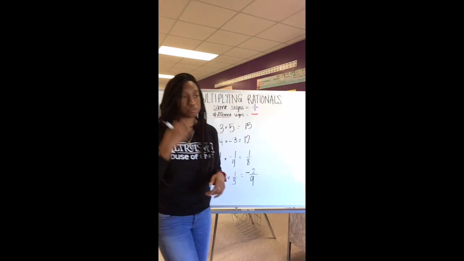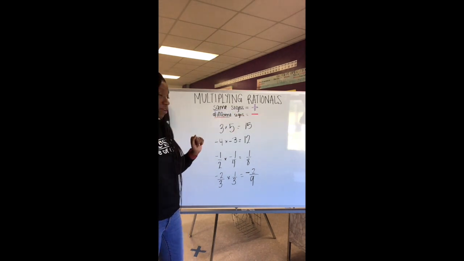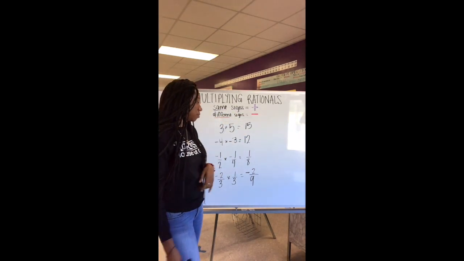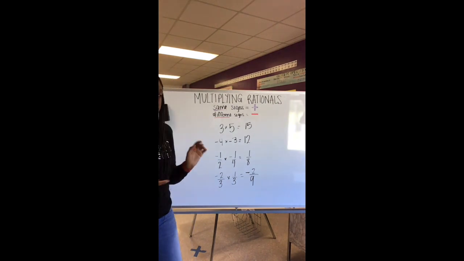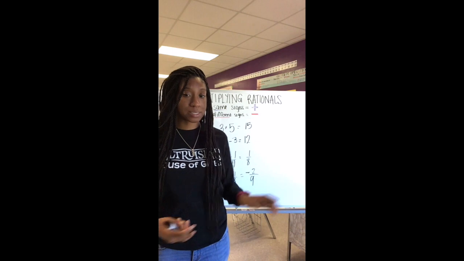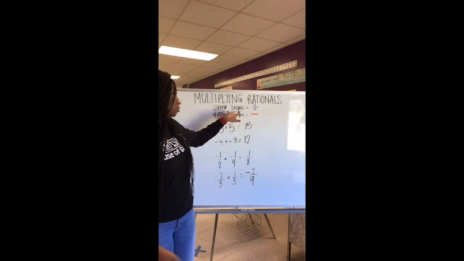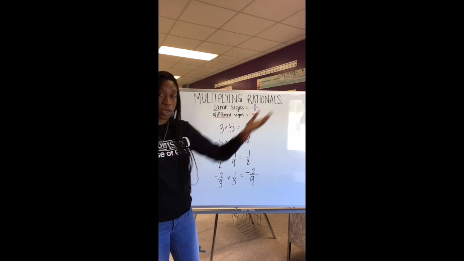The main thing I want you to remember is that whenever you have the same signs, your answer is going to be positive. Whenever you have different signs, your answer is going to be negative. So it doesn't matter if it's negative decimals, a positive decimal, a negative fraction, or even whole numbers, right? As long as you understand that the same signs are positive and different signs are negative, you're good to go.